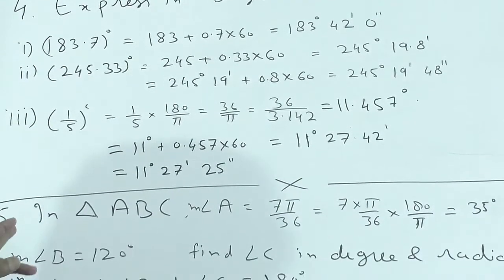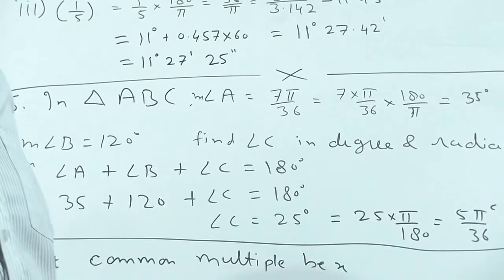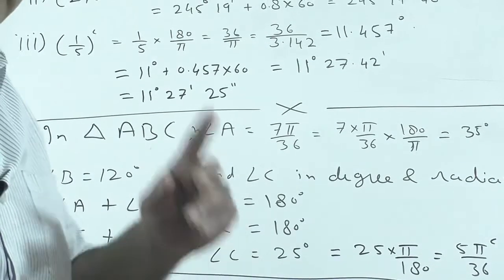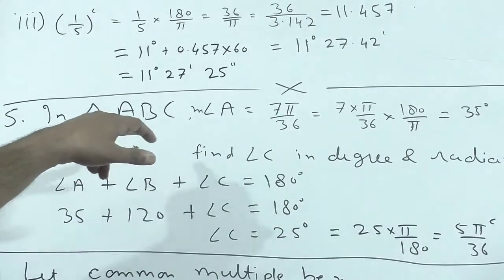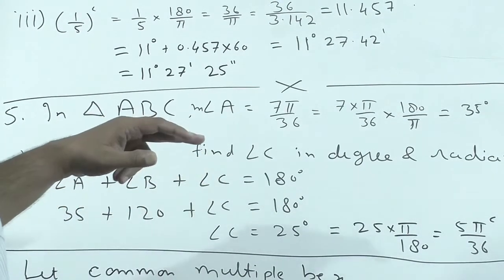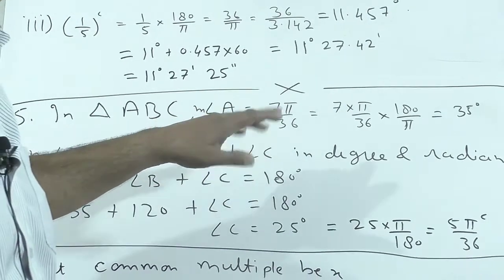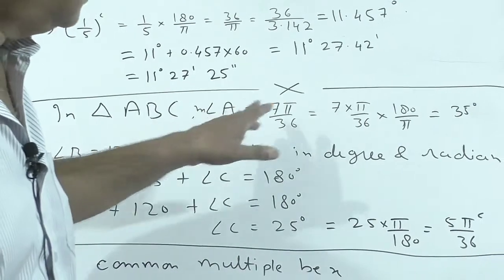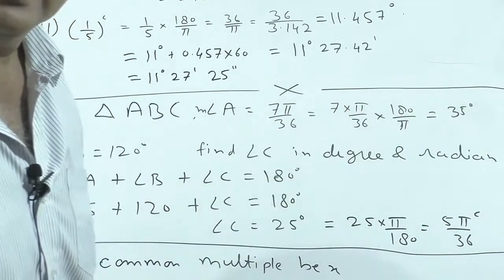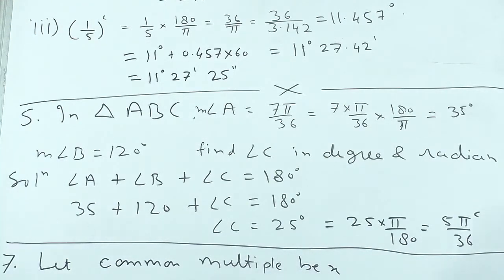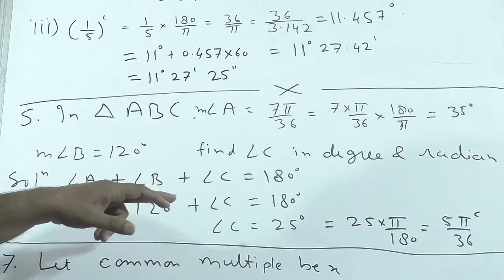Okay. Triangle sum. Angle sum property. You remember, the sum of measures of all angles of a triangle is 180. The sum is simple. In triangle ABC, when a triangle is given, you should remember the property. Angle A is given as 7 pi by 36. Difficult to understand? Convert it to degree: into 180 upon pi, pi cut, 35 degree it is, so simple. Angle B is given directly, 120.